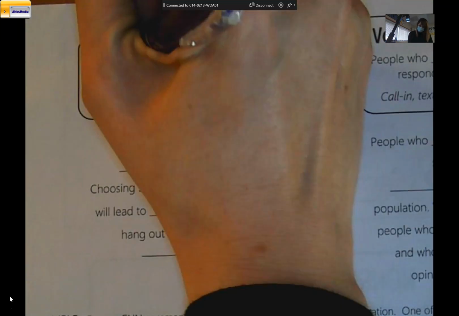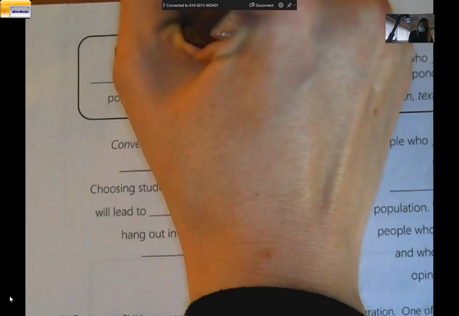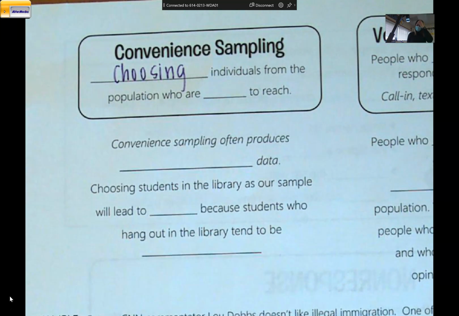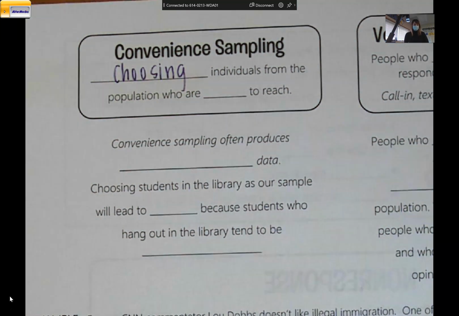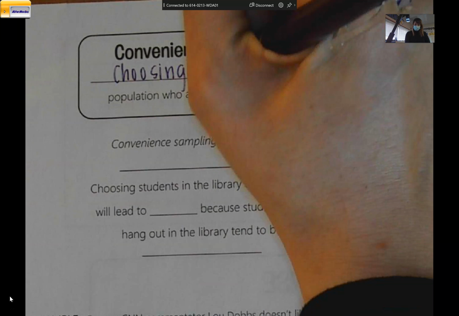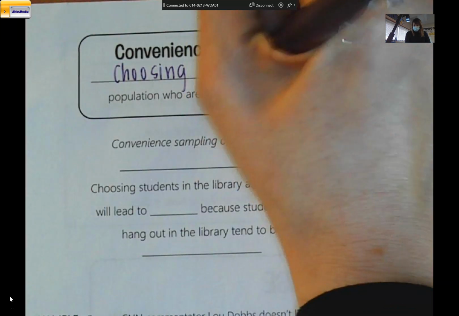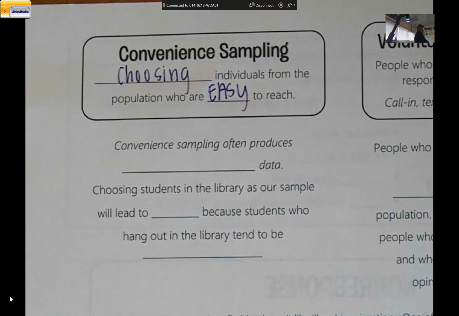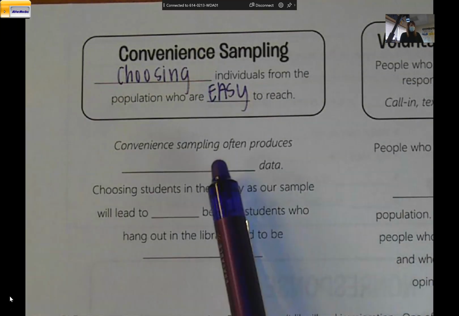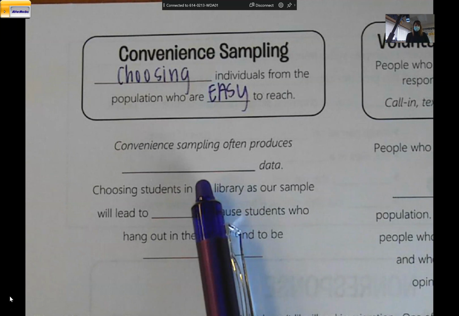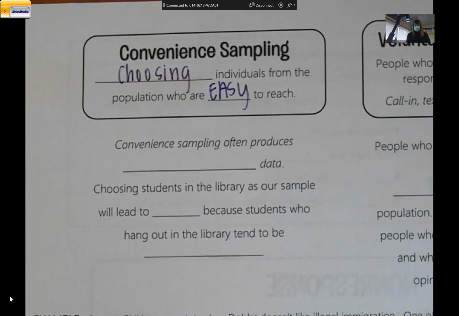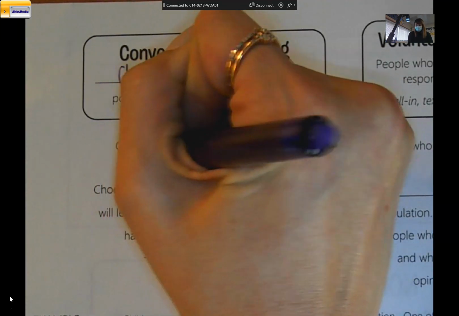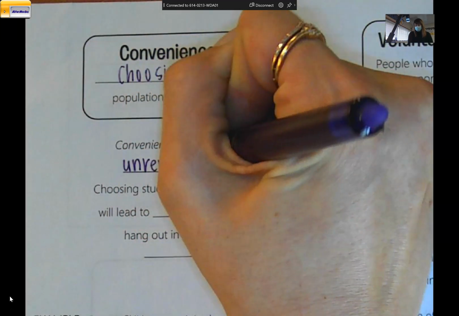Choosing. Convenience sampling is when you choose individuals from the population who are easy to reach. So you're solely basing it off how easy it is to get your sample. Convenience sampling, so we're underneath here. Convenience sampling often produces unrepresentative data.